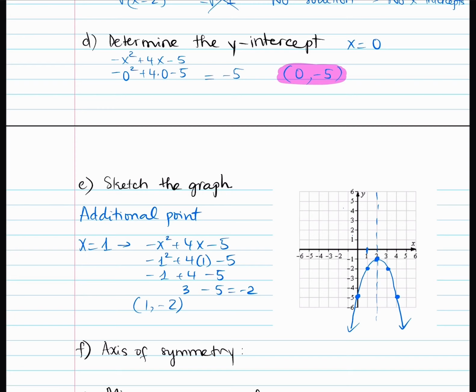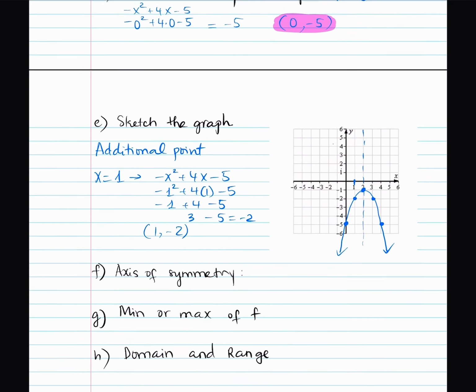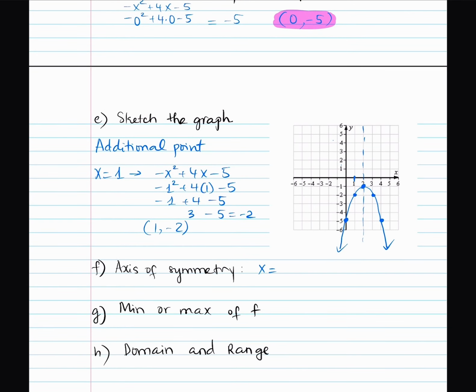As you can see, there's no x-intercepts. The graph does not cross over to the x-axis at all. It's just floating underneath the x-axis. The axis of symmetry is the vertical line that is described by the equation x is equal to a constant. In particular, it's x is equal to h. In this case, h is the x-coordinate of the vertex. This vertex here was (2, -1). So x is equal to 2 is what you want to write.